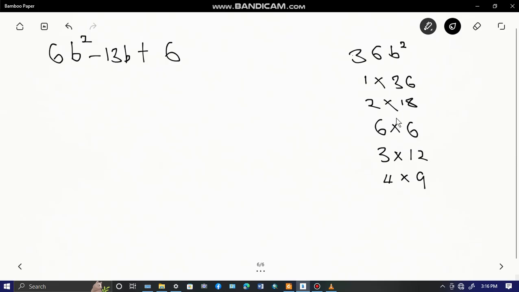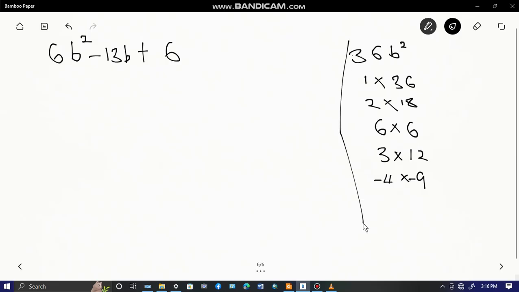Check for a combination that gives 13 from these values. When you check, that combination would be 4 and 9. 4 plus 9 is 13. They should give us negative 13, so we make them negative 4 and negative 9. If you multiply them, negative 4 times negative 9 equals a positive 36.